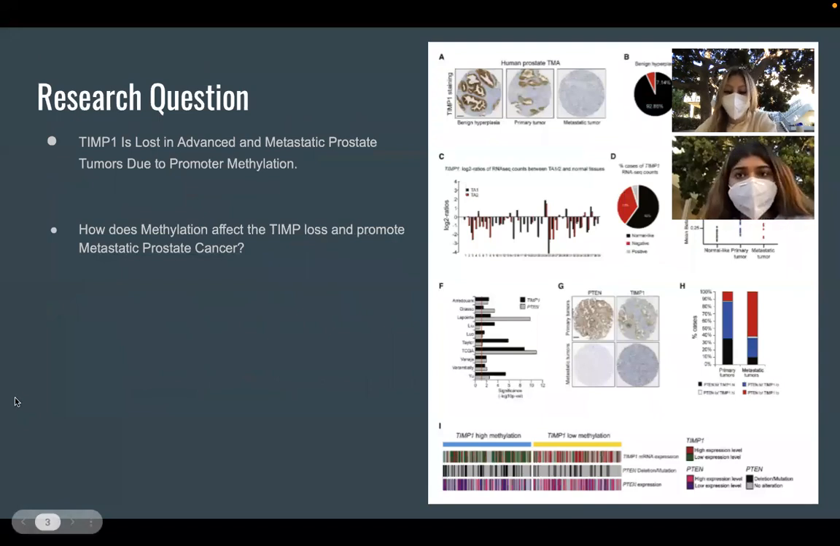So this is our research question. We were given figure 6, A through I, and it is titled TIMP1 is lost in advanced and metastatic prostate tumors due to promoter methylation. With these experiments, our question is, how does methylation affect the TIMP1 loss and promote metastatic prostate cancer?